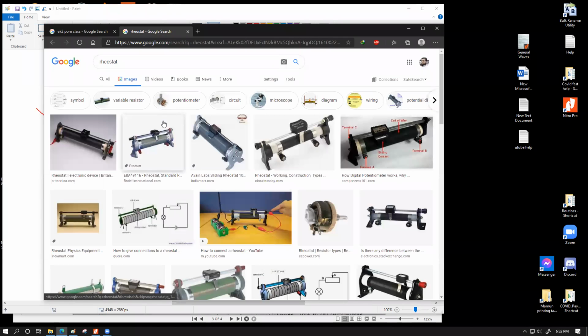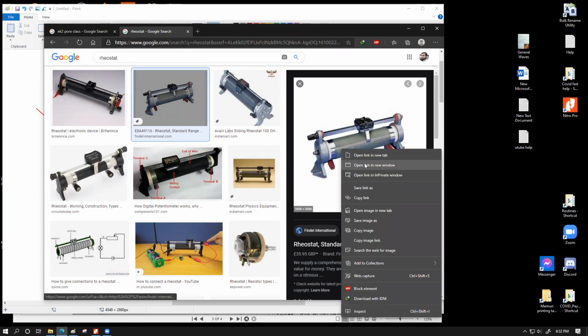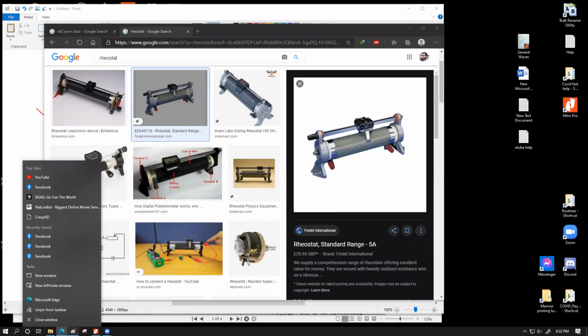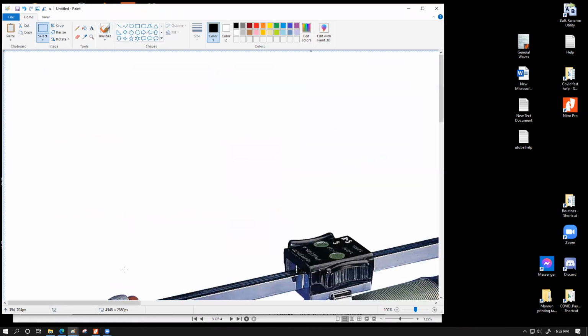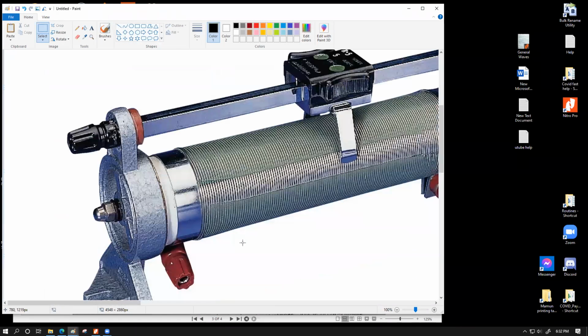The typical rheostat that we use in our laboratories looks like this. This is a very high definition picture, 2000 by 2000. What if I copy this image and take it to a new MS Paint? All right. So let me show you what is happening.